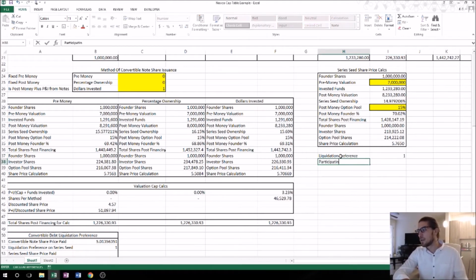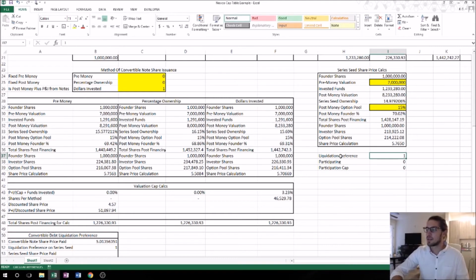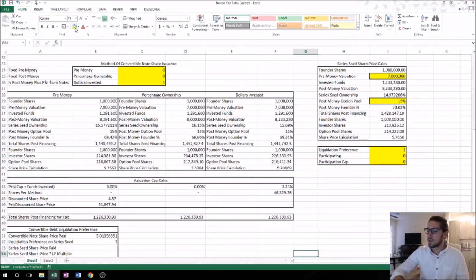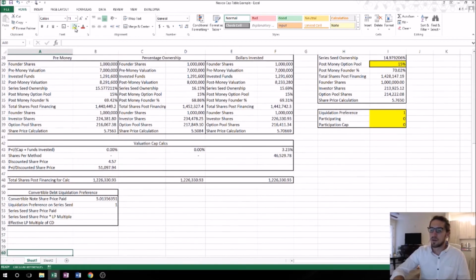So participating and participation cap. Most of these things you don't really have to worry about at this moment, but let's just go ahead and put them in there for formatting's sake. Make them yellow. Put my box around them. So now let's go back down here to the convertible debt liquidation preference.